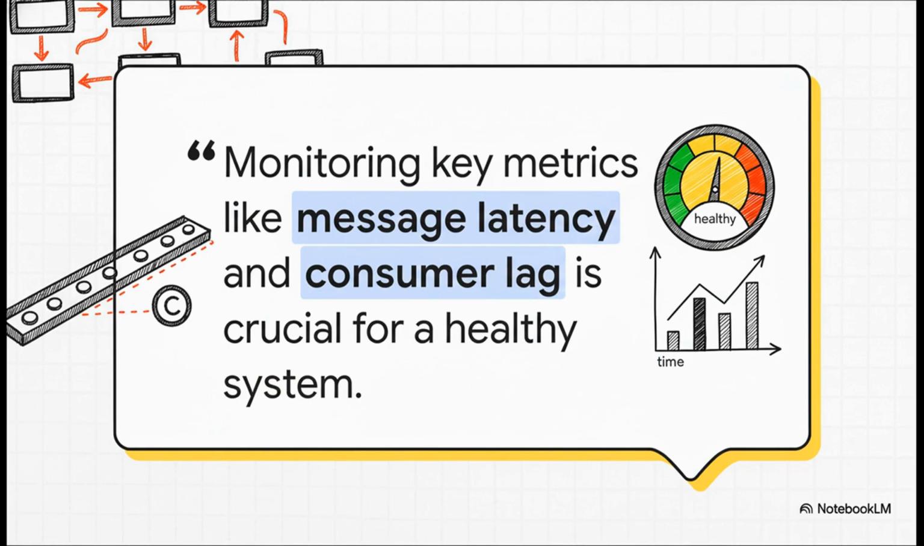But of course, a system this important isn't something you can just set up and forget about. Oh no. Teams are constantly watching it, monitoring key metrics. They're looking at stuff like message latency. Basically, how long does it take a message to get from A to B? And crucially, consumer lag, which is how far behind the consumers are from the live data. If that lag gets too big, it's a huge problem. It means your users aren't seeing things in real time, and the whole system starts to feel slow and out of date.